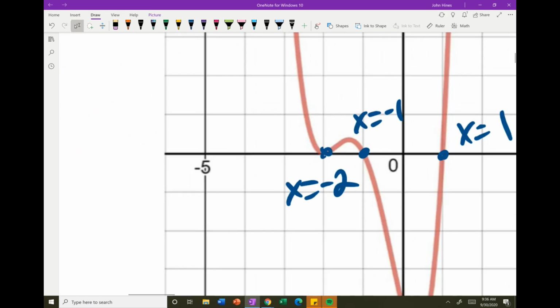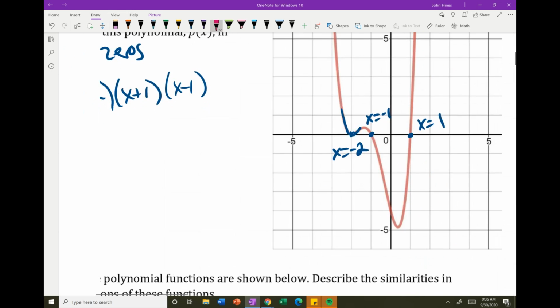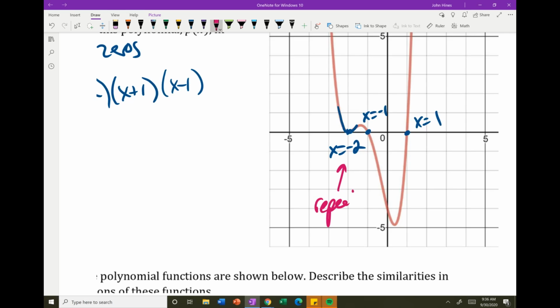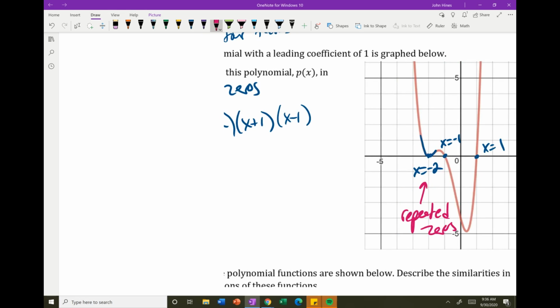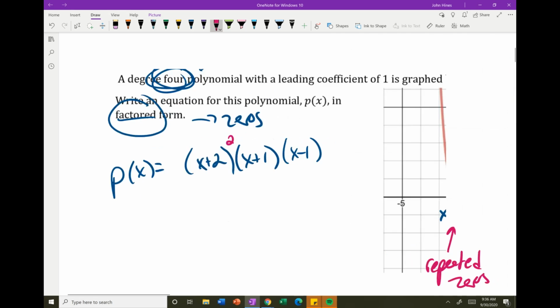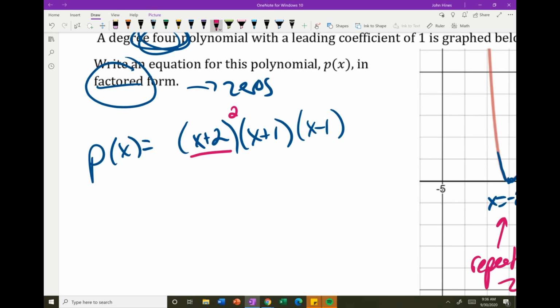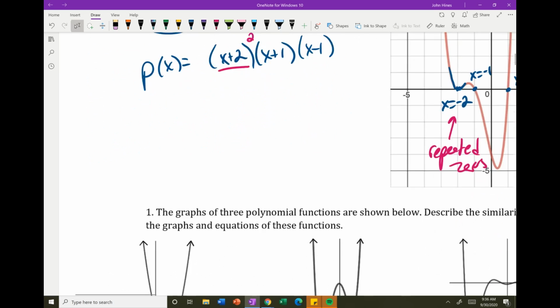And looking at the graph here, notice that at x equals negative 2, the polynomial touches the axis and then turns around. So this tells me this is a repeated zero. So that tells me I have another one of those factors. That factor of x plus 2 needs to be squared. So that there is my polynomial.